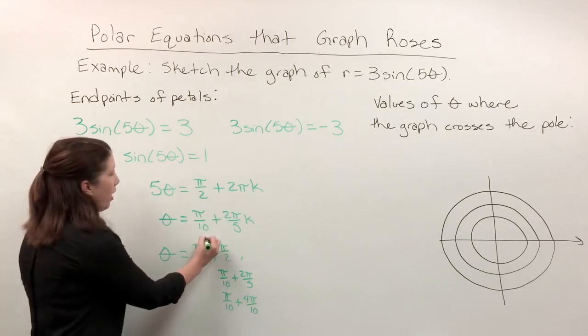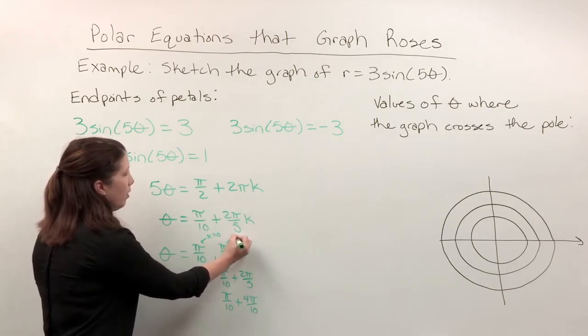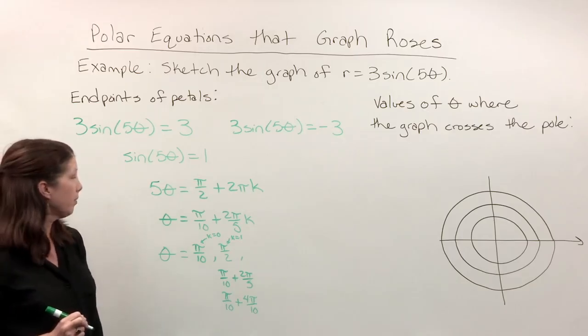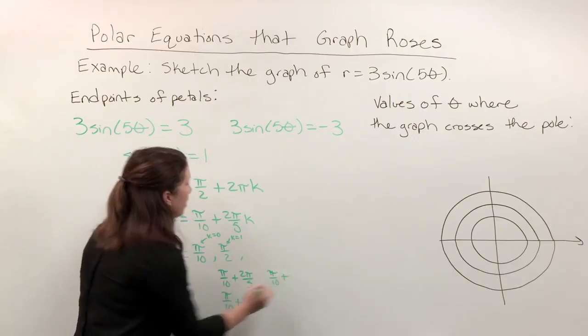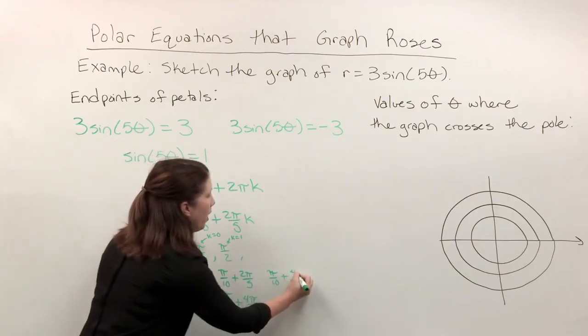So this is the value I got when I substituted in 0 for k, then 1, and now I'm going to substitute in 2 for k. Substituting in 2, I get pi over 10 plus 2 pi over 5 times 2, which would be 4 pi over 5.